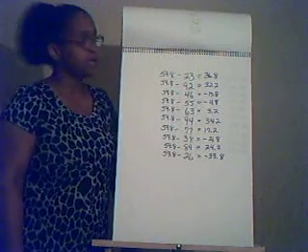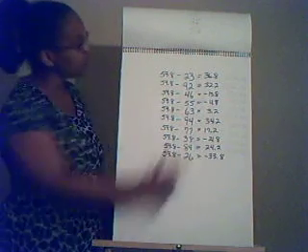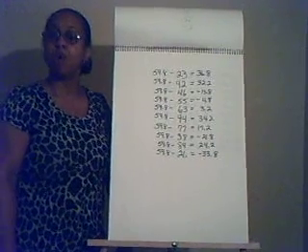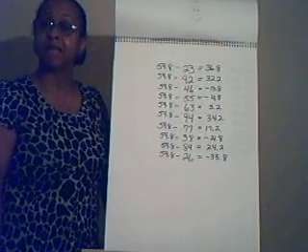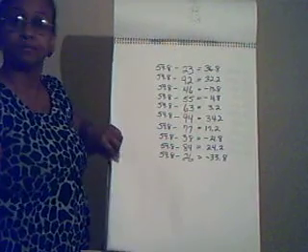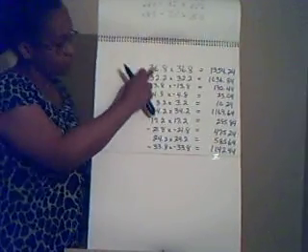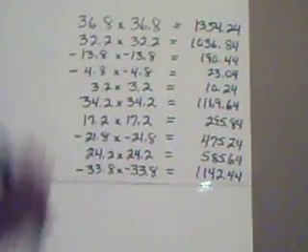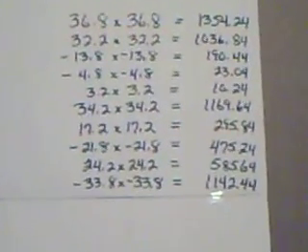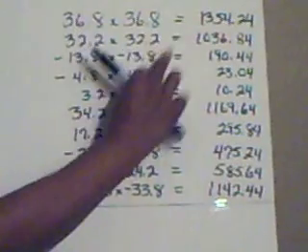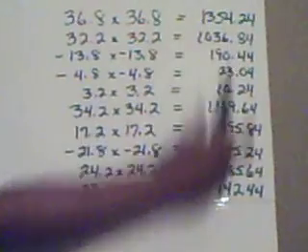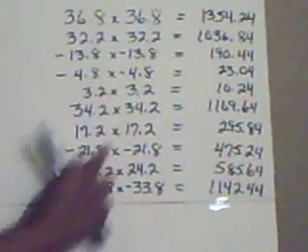Step number 3. Now we're going to square them. We are going to take all of these numbers right here, and we're actually going to square them, or multiply each number by itself. So here are the numbers that we had from the previous page, and we've squared them. So 36.8 times 36.8 equals 1354.24. So here are all the answers as we have squared each of these numbers.